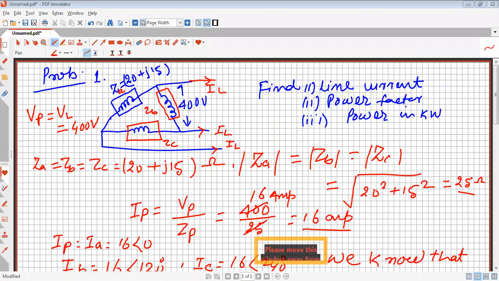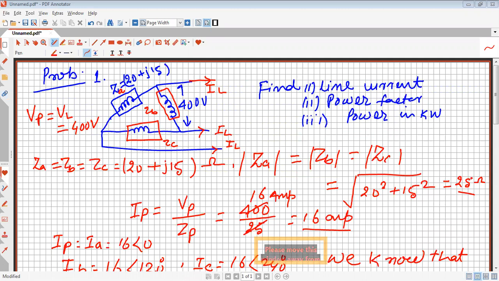Hello, video. I am going to discuss some numericals based on the three-phase delta and star connection. This problem is related to the delta connection, and it is given that the phase voltage is 400 volt, and impedance of each phase is 20 plus j15 ohm.